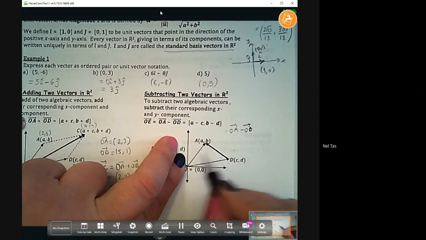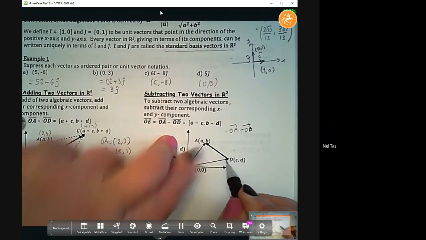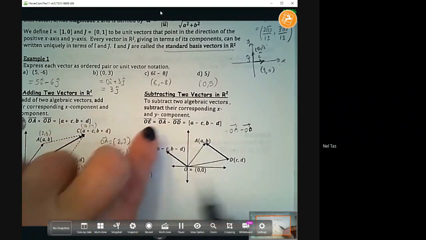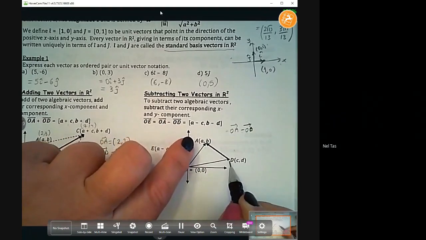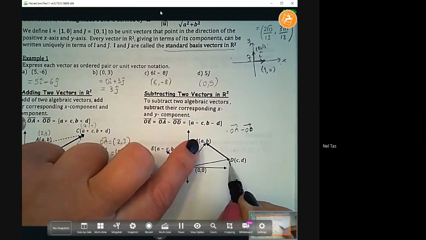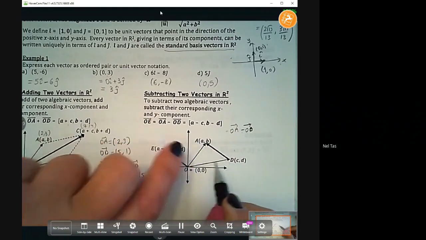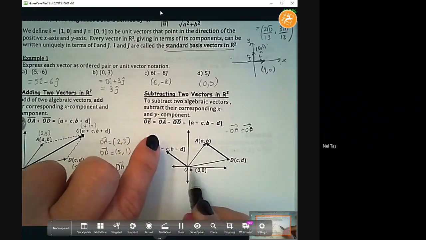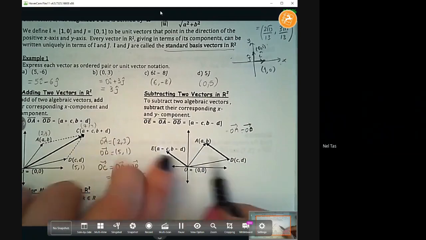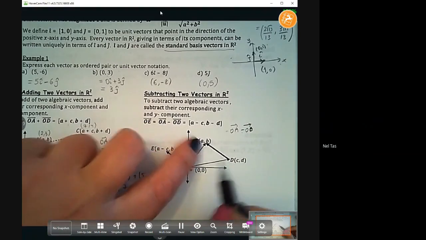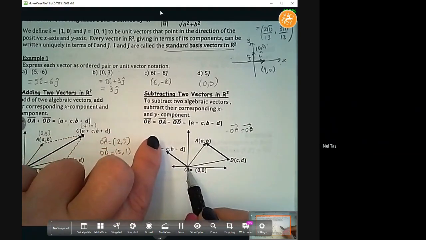However, when you do the subtraction, you get a vector that is equivalent to this vector, but as a position vector. If you take this AD vector or DA vector and move it so that the tail of DA is at the origin, that is OE vector. So when you do the subtraction, you get an equivalent vector that is a position vector.